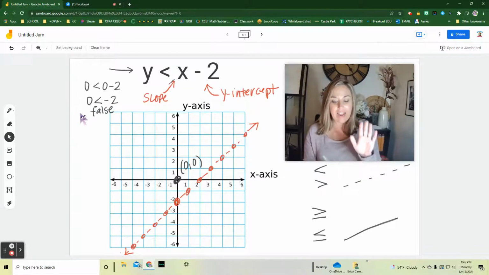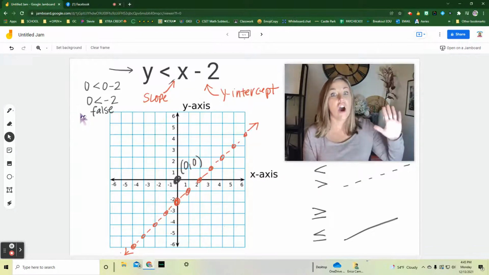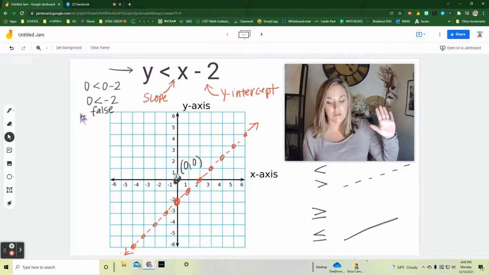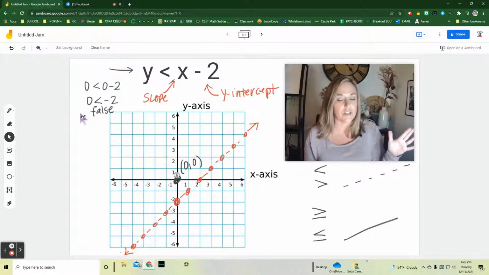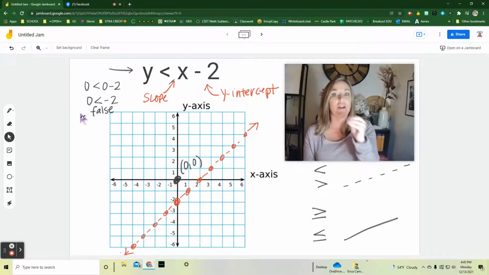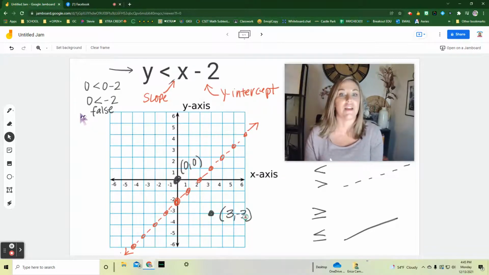And that means that the area we picked where the 0, 0 is is not going to be shaded. We shade where it's true. So let's pick a number clearly on the other side. I can pick any ordered pair on the other side and plug it in and see if we get a true statement.